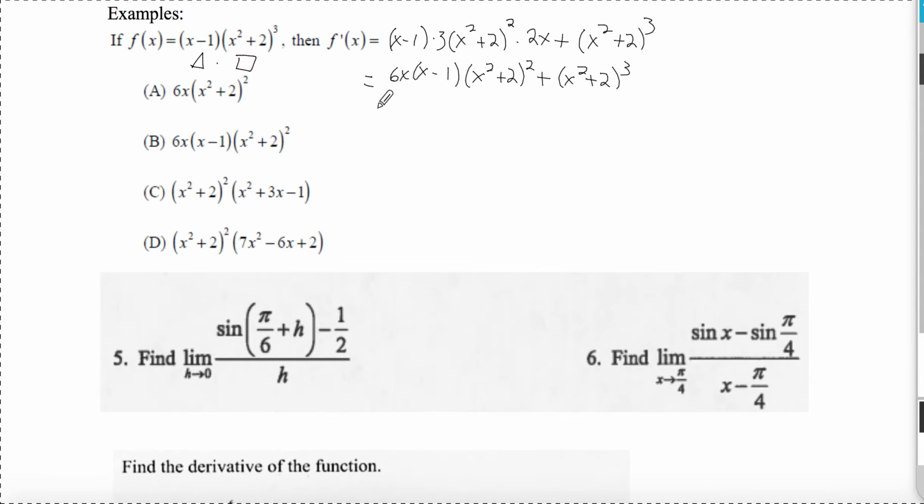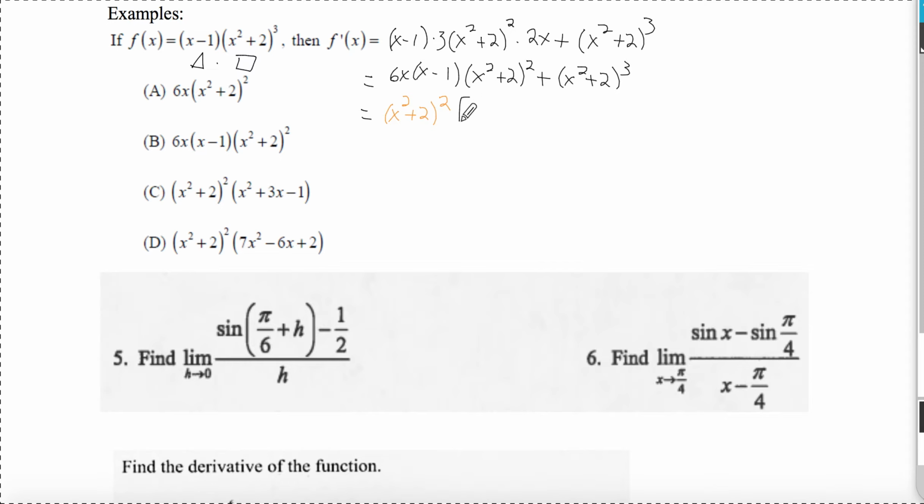So let me go ahead. I want to factor that out. Let me factor that out. I see that x squared plus 2 squared, x squared plus 2 cubed, so I can take out 2 of those x squared plus 2's out of each of those. I want to call this x squared plus 2 squared. And then what am I going to have left over on the inside? What am I going to have left over on the inside after I factor out x squared plus 2 squared?